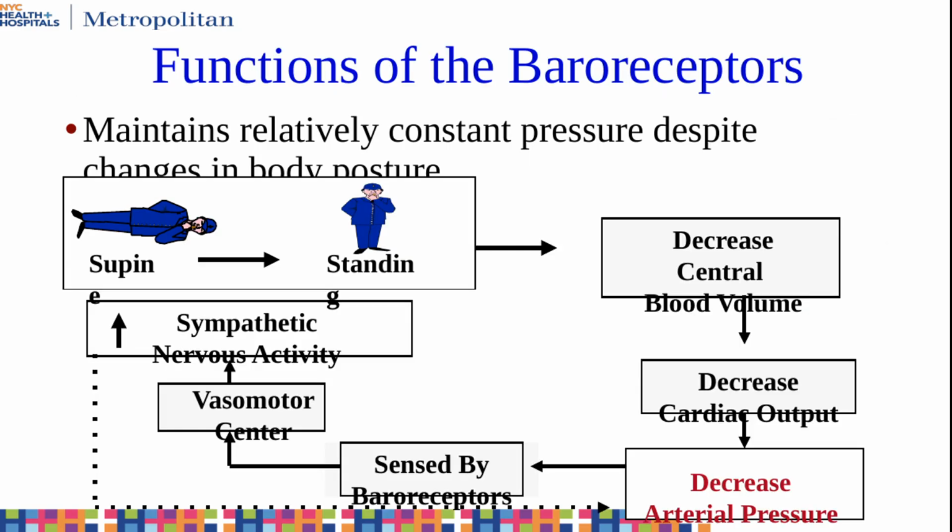The baroreceptor reflex is why blood pressure stays relatively constant when we change posture. Think about a patient going from supine to standing. Blood pools in the lower body, central blood volume falls, cardiac output falls, and arterial pressure begins to drop. The baroreceptors sense that fall and signal the vasomotor center to increase sympathetic activity. The result is vasoconstriction, increased venous return, and supportive pressure.